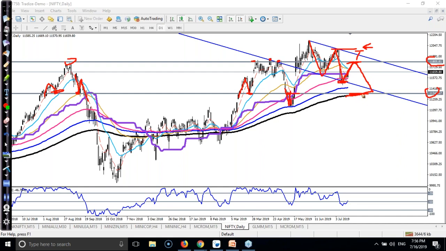So if you want to trade, you must trade in this range only, between 11,300 and 11,800. If you have any buy position, you can close around 11,800 at this level. And if price comes near this area, then close your position and start buying above this area. Now let's see in the small time frame.